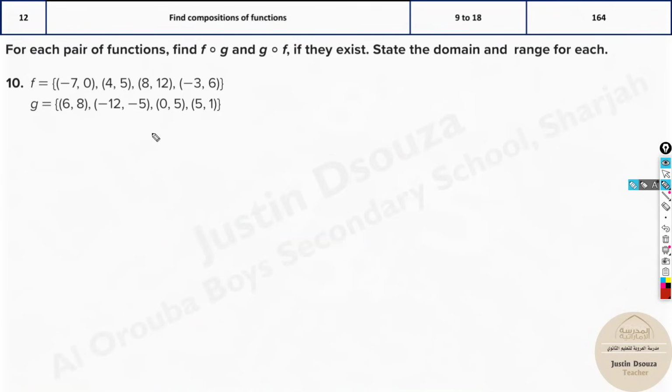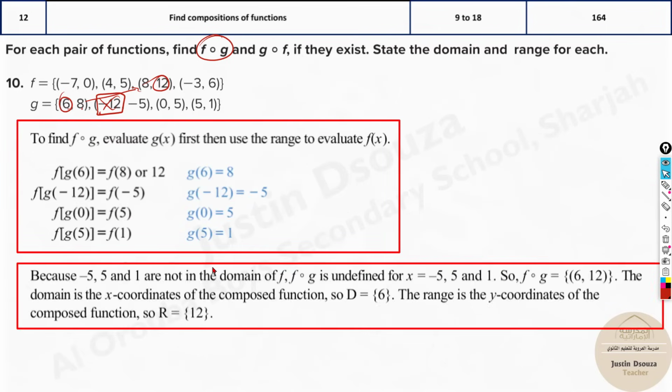Now, even from this given function, you can see f of g of x means we need to start with g. What is this? 8. Is there 8 over here? Yes, this and this. Now, what about this one? Minus 12, minus 5, no minus 5. So not there, ignore this. 0 is 5, there is no 5. 1, no 1. Only one domain over here. The coordinate is 6, comma 12.